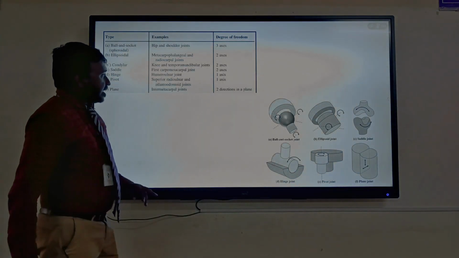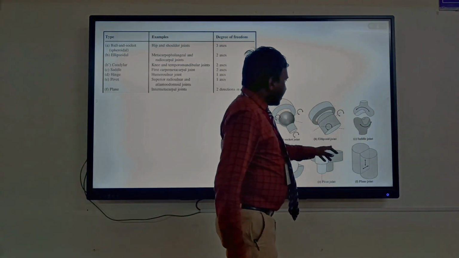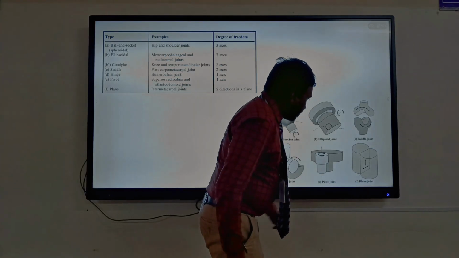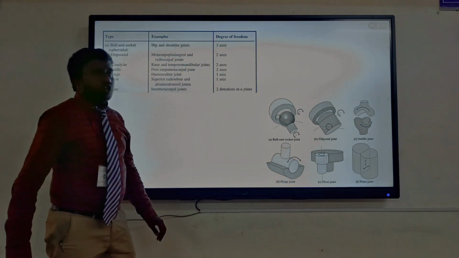Apart from that, we have the saddle joint, hinge joint, pivot joint, and plane joint. These are some of the commonly used joints in the medical industry.